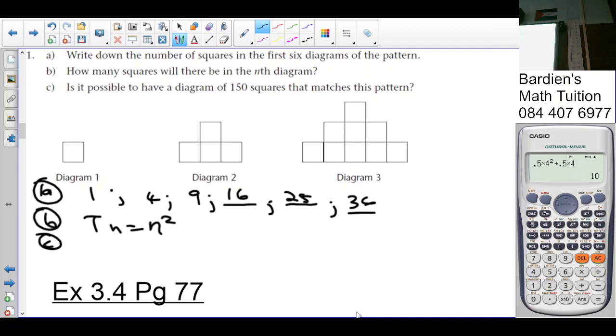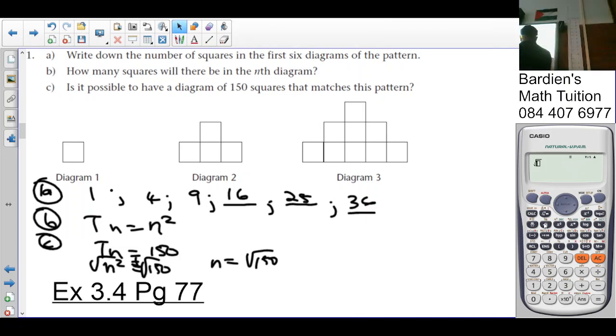Let's look at C. Is it possible to have a diagram with 150 squares? That matches this pattern. Let's check. Is Tn equal to 150? So Tn is n squared. So n squared is 150. Square root, don't forget plus minus. Okay, so in this case only plus. The n is natural. So n is going to be the square root of 150. You see, since 150 is not a perfect square, I think it's 5 root something. 150, 5 root 6.